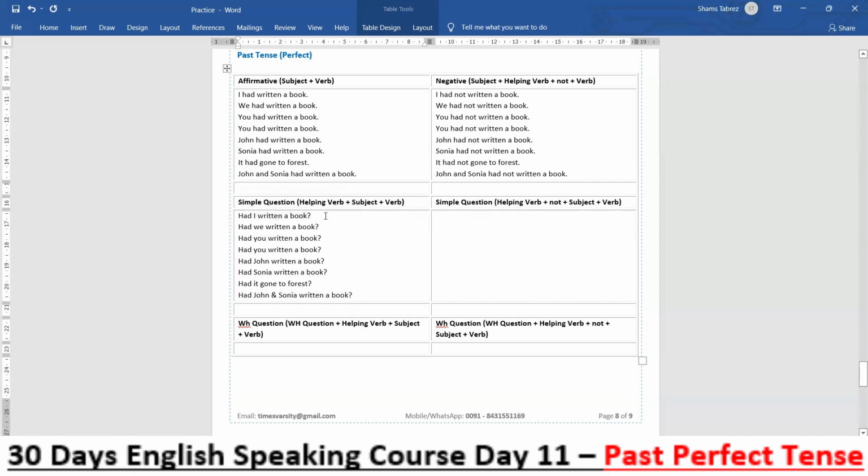So what should be the answer? Yes, I had written a book. If it is affirmative, then your answer should start with yes, I had written a book, because the question is in past perfect tense, so your answer should also be in past perfect tense. Y-E-S, yes, then a comma, I had written a book. If it is negative, how will you say it?